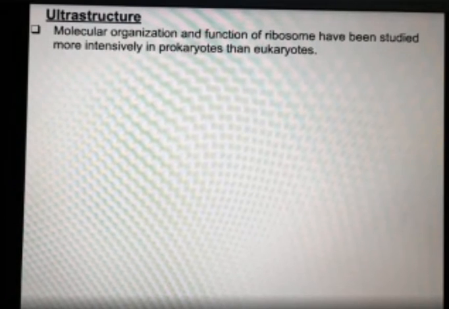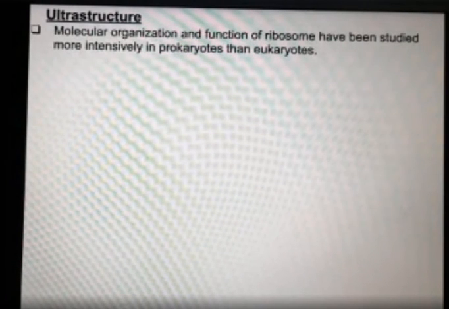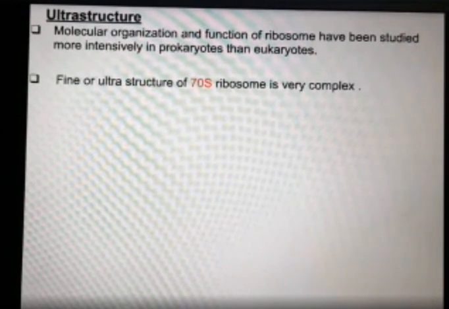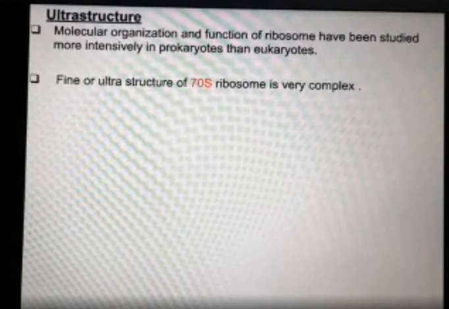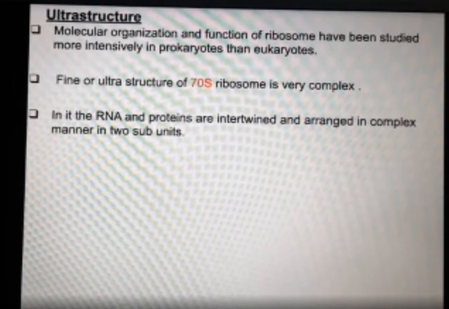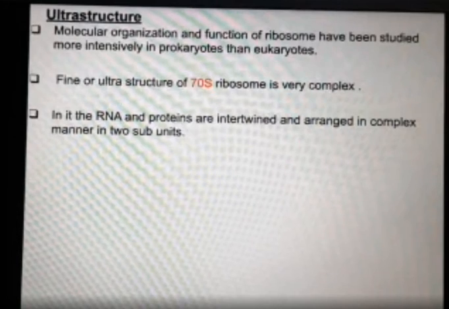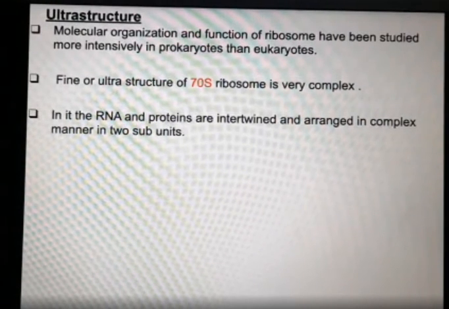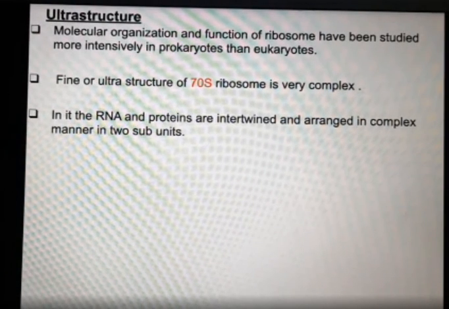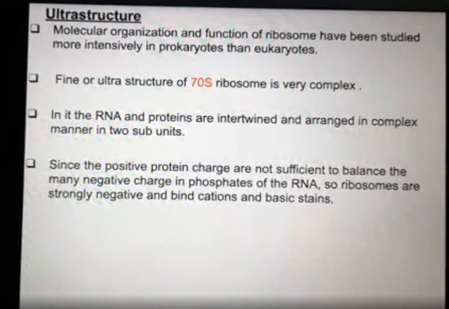Easy to understand the things. So that's why most of the research was carried out on the prokaryotes. The ultrastructure of the ribosome is a very complex structure. In it, the RNA and proteins are intertwined and arranged in a complex manner in two subunits. Two subunits we have seen: one large unit and another small unit.